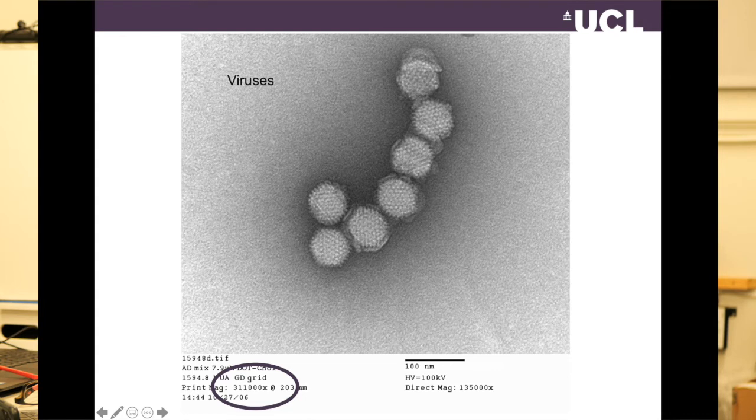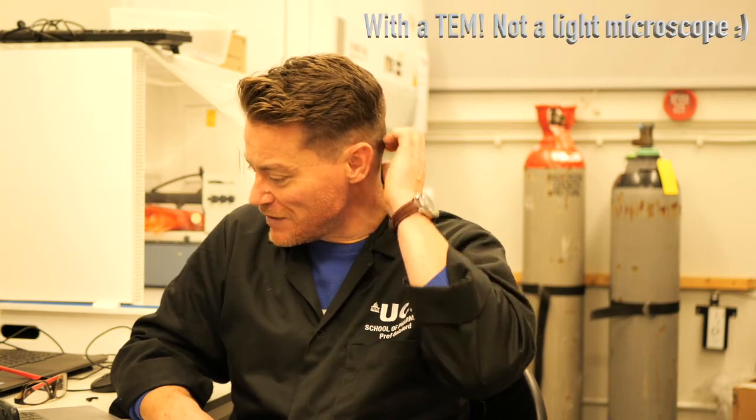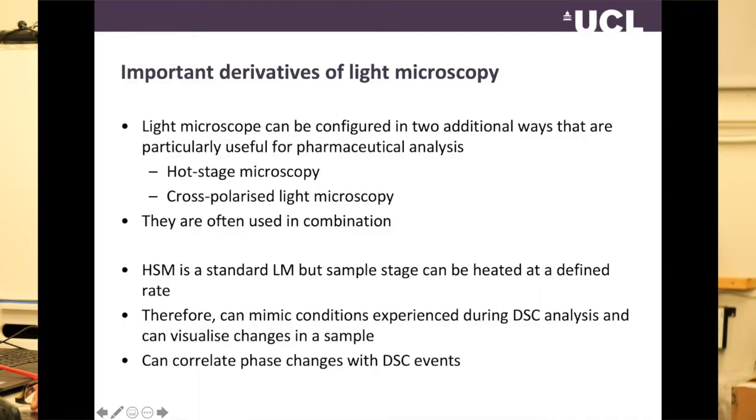And this image, I've just changed to the next slide, shows you quite how high the magnification you can achieve with a TEM. So if you look at the bottom, you can see that it's 311,000 times magnified, and again you're looking at individual virus particles. It's really amazing the level of resolution you can get to with a TEM.